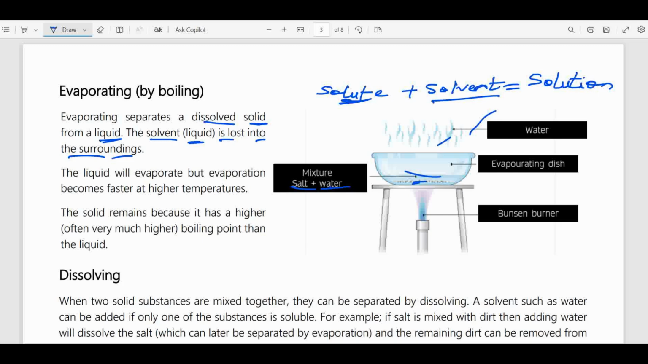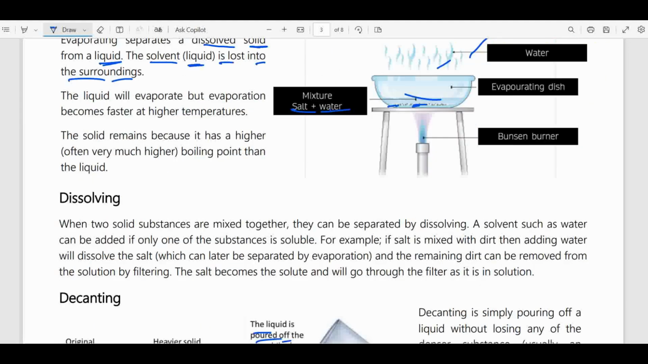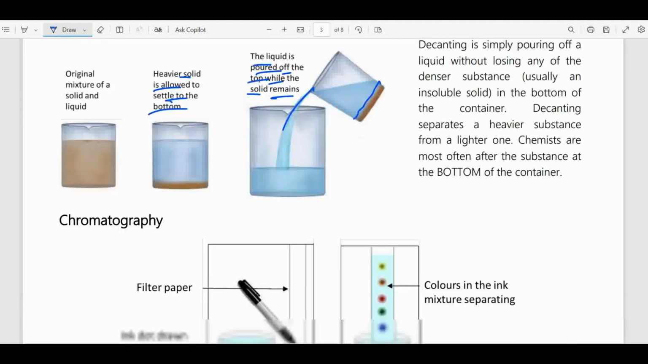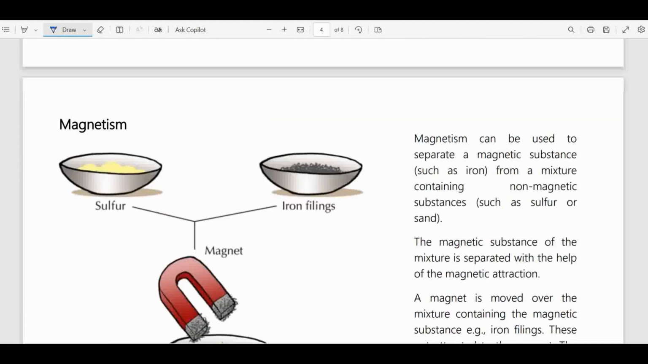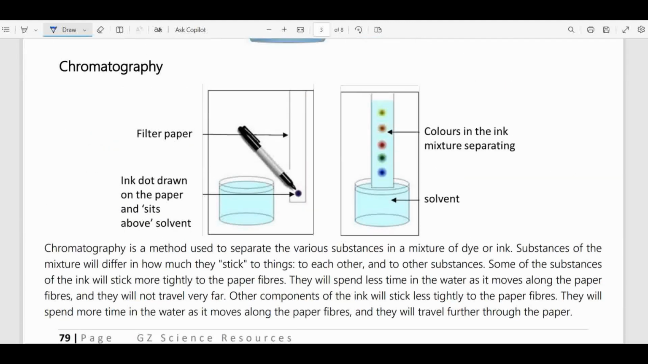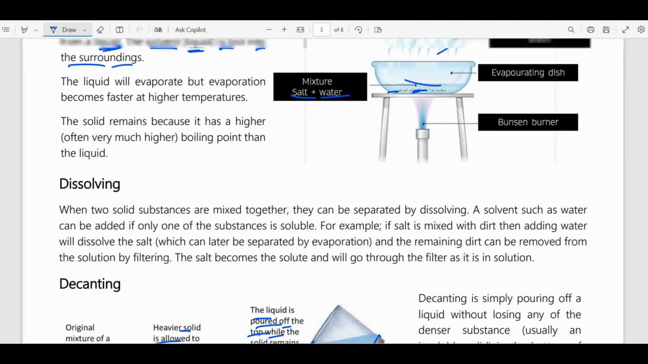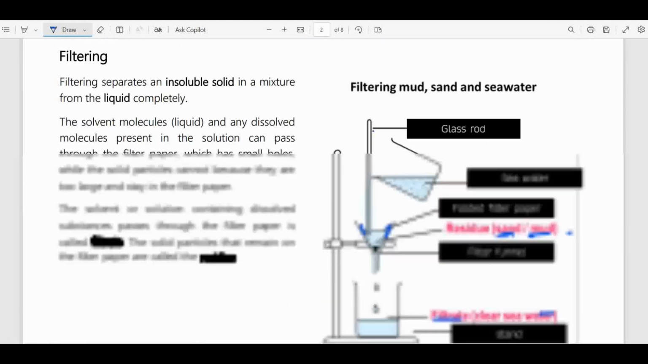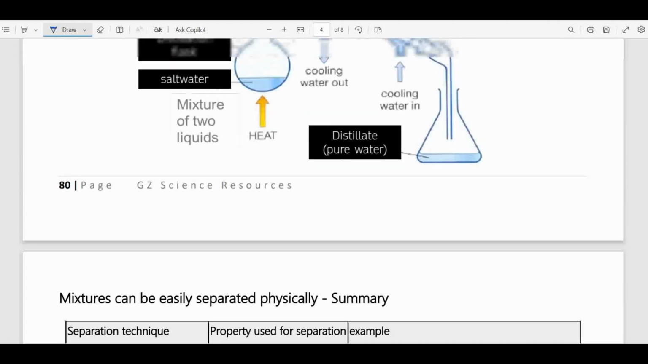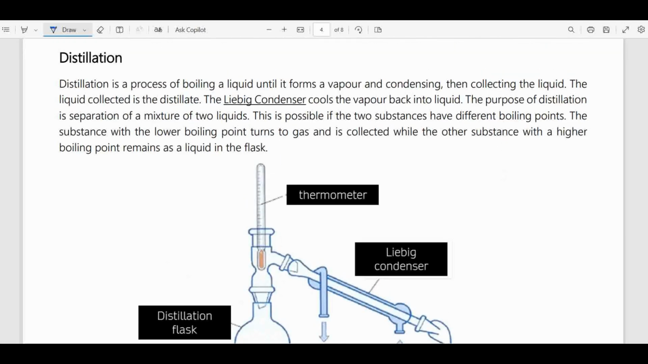And that is as a result of differences in boiling point. The liquid has a different boiling point. Again, we have a method called distillation and fractional distillation. And all these three are based on differences in boiling point. Okay, I go down to what fractional distillation looks like.